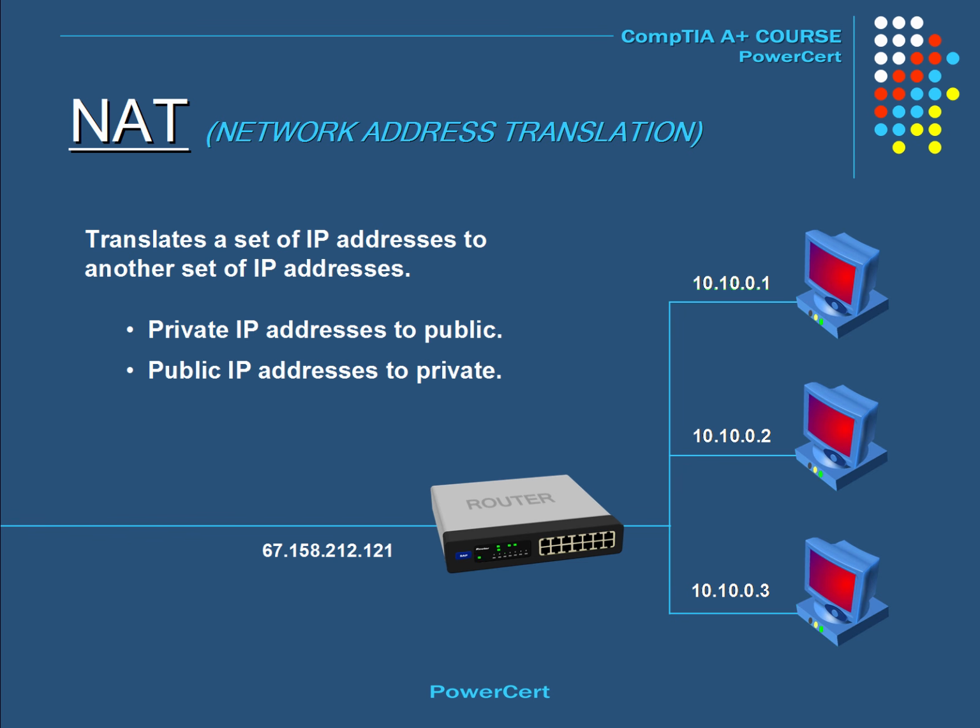So for example, here we have a private network, and it's using a set of private IP addresses internally. Over here we have the router with its public IP address, and this router is running the NAT service. If a computer in this network wanted to communicate over the internet, it needs to translate its private IP address to the internet's public IP address. And this goes both ways. If a computer on the internet wants to communicate with a computer on this private network, then the public IP address needs to be translated to the private IP address for that computer.